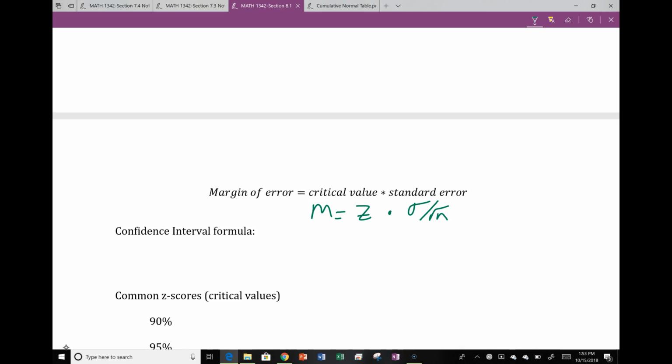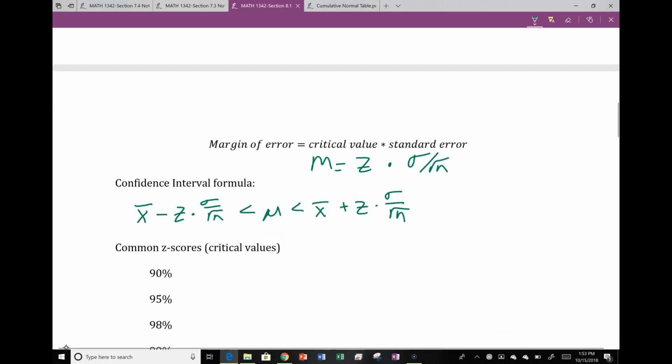That's how much we add or subtract from the mean to get our confidence interval. So our confidence interval is actually going to look like mean minus our margin of error, which is z times sigma divided by the square root of n. We're saying that the population mean is between subtracting that value and adding that margin of error. So our actual confidence interval is this entire thing. So I'll get that the population mean is between a number here and a number here.